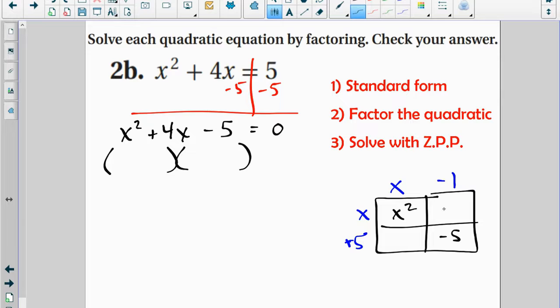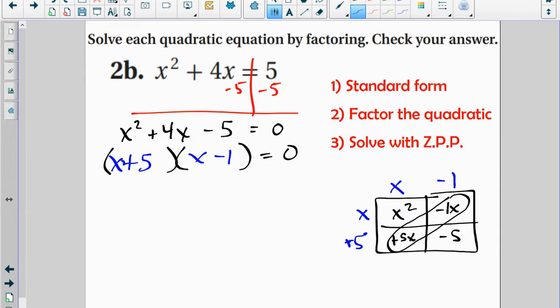Let's check the rest, though. Negative 1 times x, positive 5 times x. Add the like terms to get positive 4x. Okay, so we have our two factors. It's x plus 5 and x minus 1 as our two factors.